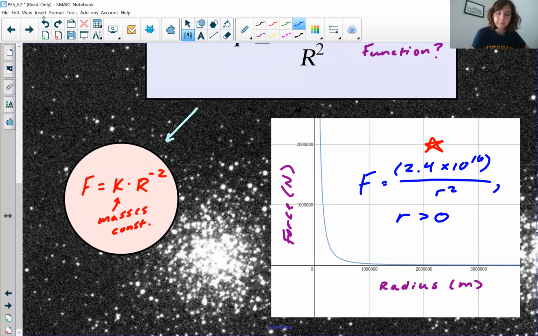But anyway, so force is on my y-axis, radius is on my x-axis. And so I can see that the closer I am to the core of the Earth, the more force I'm experiencing. That is too much for someone to handle. But then as I move away, as my radius gets bigger and bigger, my force goes down. And so a power function models the force of gravity.